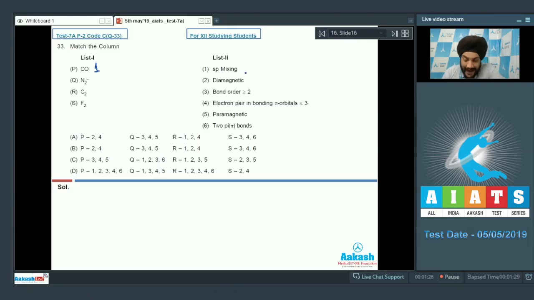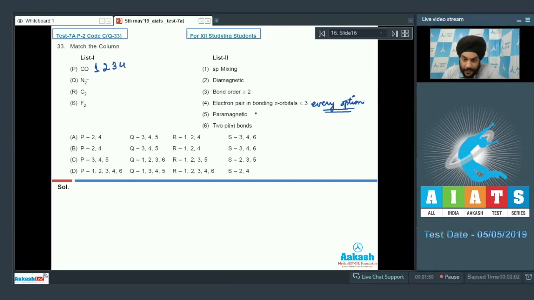If you talk about the magnetic nature, CO is isoelectronic to N2, it has 14 electrons, it has a bond order equal to 3, and it is diamagnetic. So 2 will be a match, and 3 will also be a match. If you talk about option 4 now, electron pair in bonding pi orbitals is less than equal to 3. So the fourth option will be matched with every option, students, as all of these compounds are diatomic and belong to the second period. So fourth will be matched with every option.